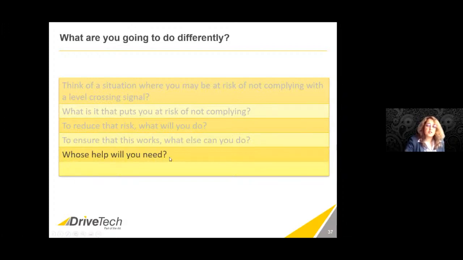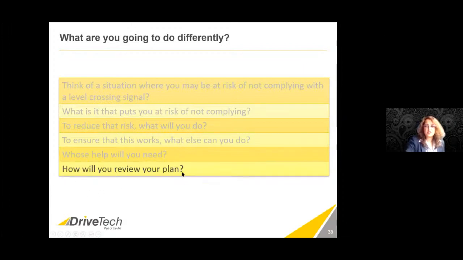Whose help do you need? Maybe you need to read up on how it all works. Educate yourself. Education is very, very powerful. And when you have that knowledge behind you, I tell you what, you won't be bullied by anyone. You can stand your ground and deal with the situation better if you're properly educated on something.